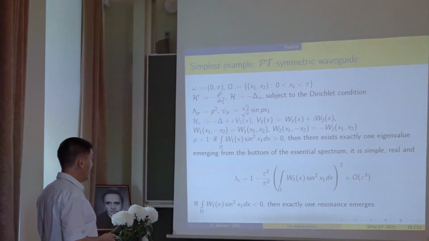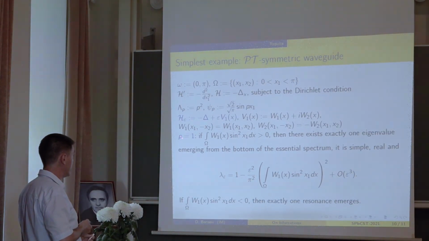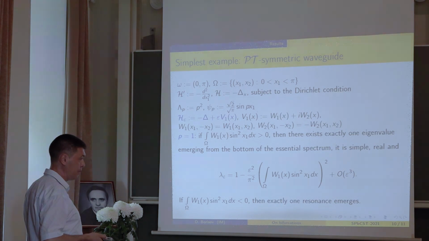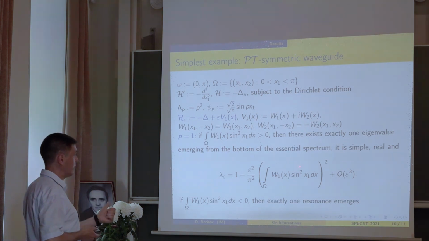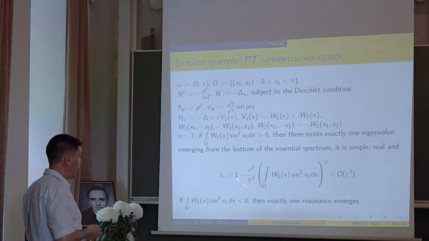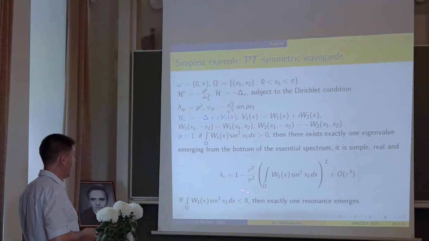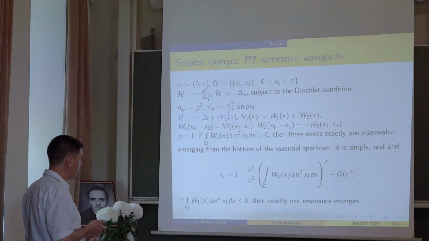And our results for this model say the following. If we are at the bottom of the essential spectrum, which starts now from 1, so if I take p equal to 1, then lambda 1 is 1. And near the bottom, I have either one eigenvalue or one resonance. In both cases, it behaves like this. And the difference is that for the eigenvalue, I should have this condition, and for the resonance, I have that one. So I take W to 1, calculate this integral, and then I check the sign. And if the sign is positive, then this is an eigenvalue. If it's negative, then it's a resonance.